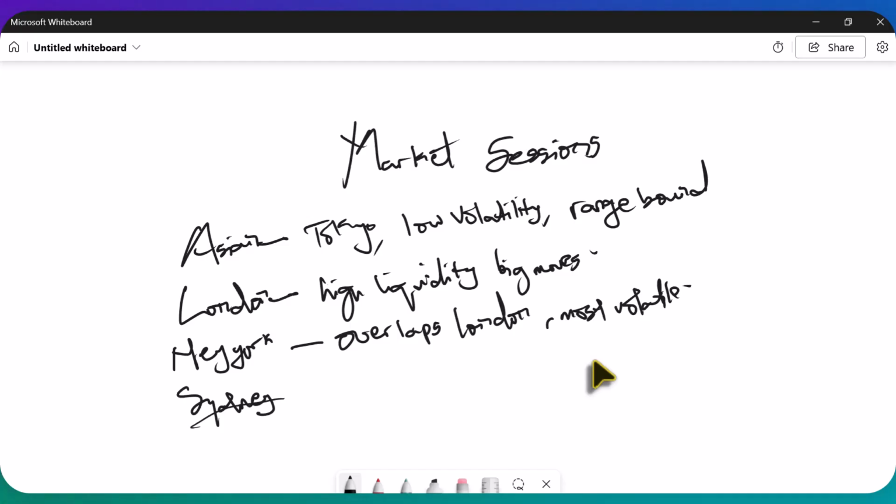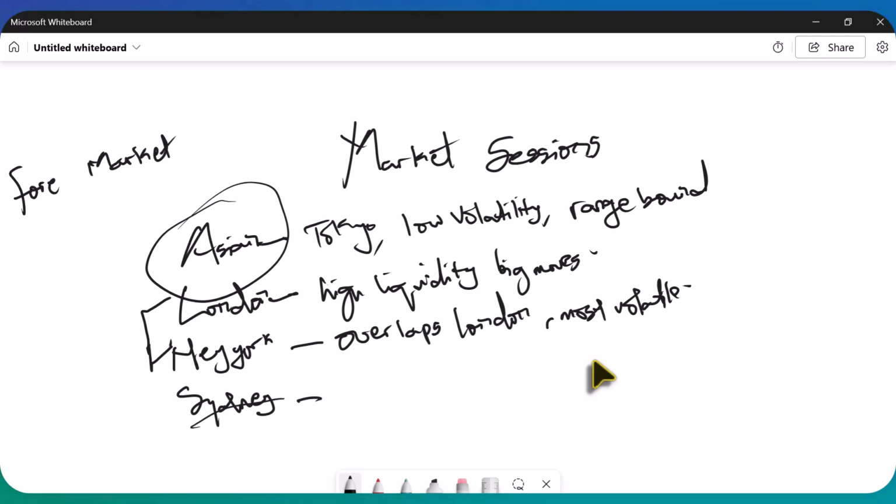Basically, the overlap between London and New York is when the market moves crazily, probably because of news or because the markets open and stuff like that. So the overlap between the London and New York sessions is when the market moves very well. And then we have the Sydney session, which starts the week basically. If you want to know the times in which these sessions are, you can just go to Google and search for forex market sessions, and you see the times there.